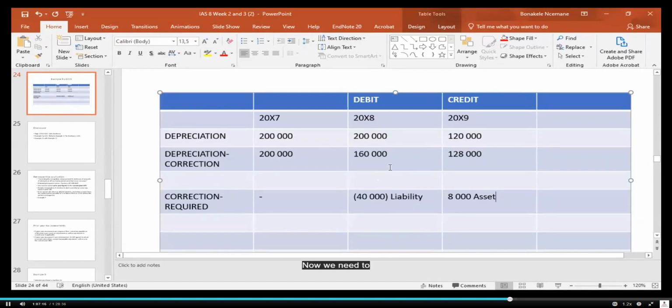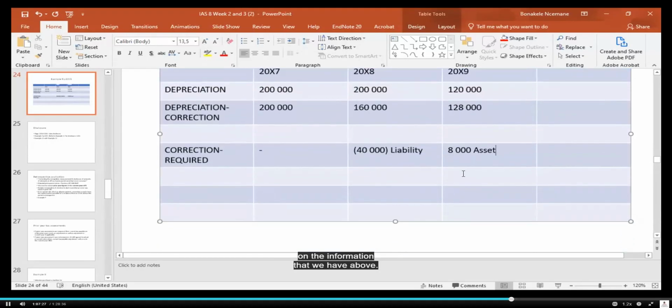And now we need to do our journals based on the information that we have above. I wouldn't like to delete the information above because I think it's going to help us as we process our journals, debit and credit. Now, we need to make 2 journals, and the 2 journals must show how we account for a correction of error made in the prior period. And what is our prior period?